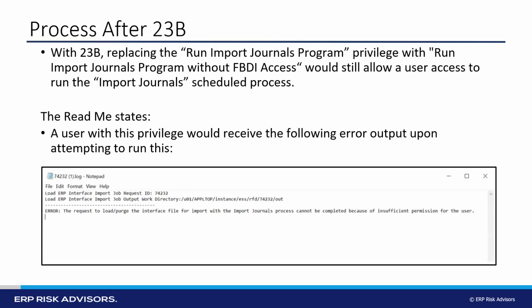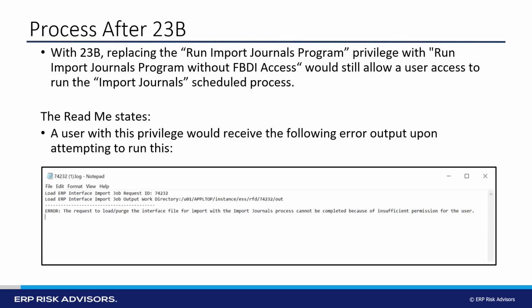So the good news about 23B, the new privileges, is they allow the end user organizations to solve the audit issue that has plagued them for years. They can provide the ability to run the import journals program without giving them access to import a journal entry via the FBDI template. Given the fact that using the FBDI template would likely allow them to bypass the workflow approval process by choosing a source that's not subject to the journal approval workflow, this is a huge win for the audit community. And for management, obviously, for them to avoid some of these audit issues we've talked about.